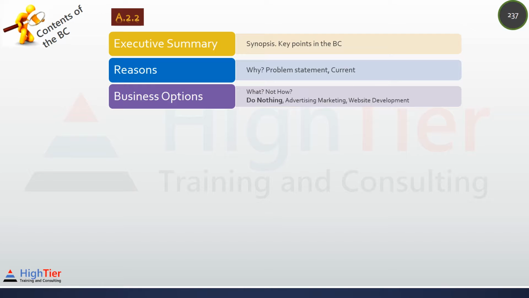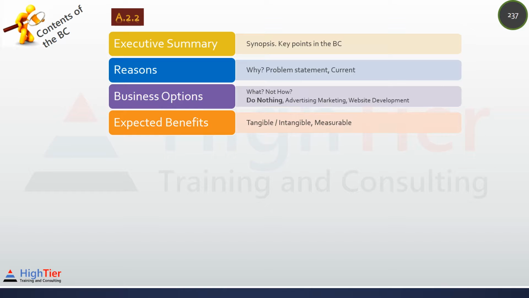Now remember, though we need to do something about our problem, it is possible that an organization may decide to do nothing. Therefore, do nothing is always an option in the business case. You like it or not, you take it or not. This is the base option against which all other options will be compared.